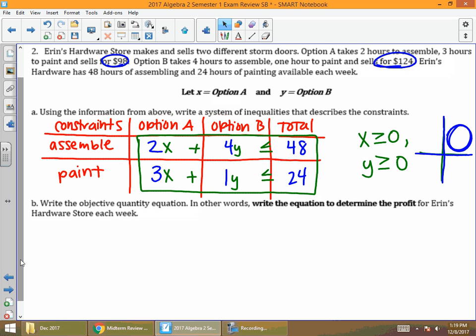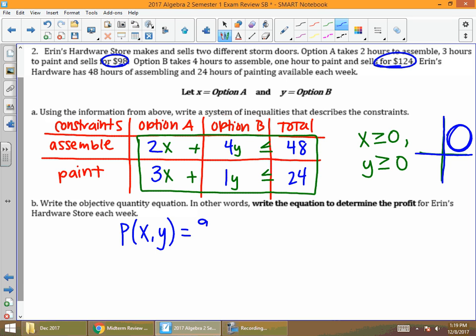The last part of this asks us to write a profit function. So the profit function involves your 2 different things you're dealing with. In this case, they are option A doors and option B doors. And option A door sells for $98, and the option B door sells for $124.